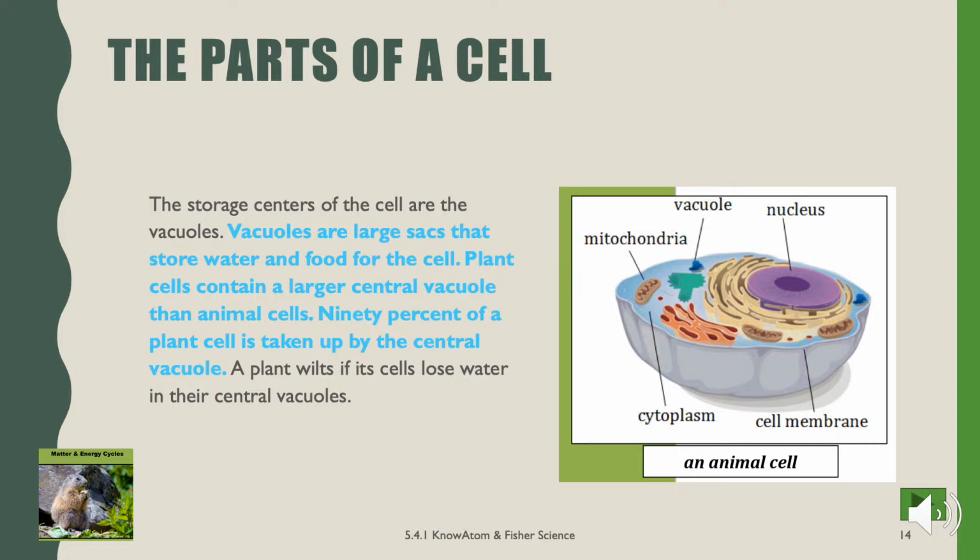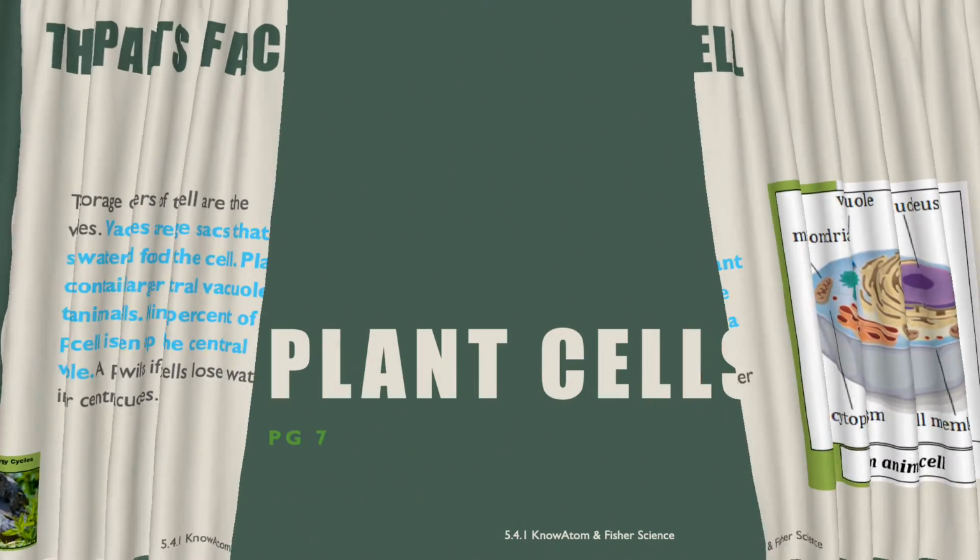We also have vacuoles, which are large sacs to store water and food for a cell. We know from looking at our diagrams that plant cells are going to have a larger vacuole than animal cells. So with a plant cell, 90% of that cell is going to be filled with that vacuole, and it helps keep its shape. If the vacuole was not there, the cell would lose some of its water.